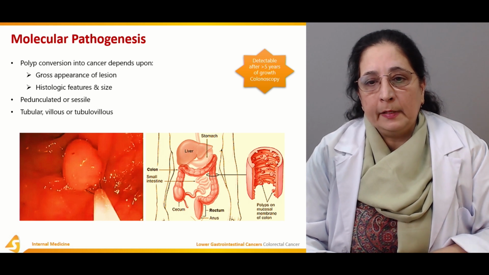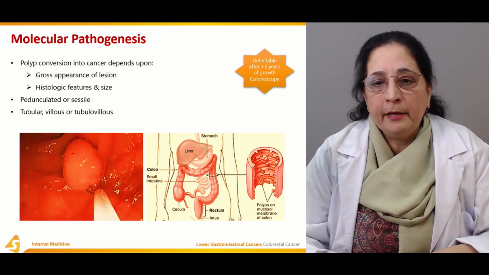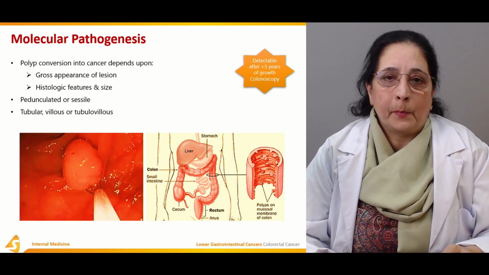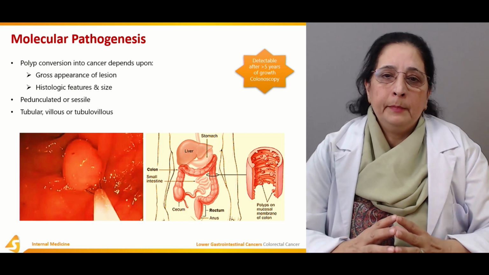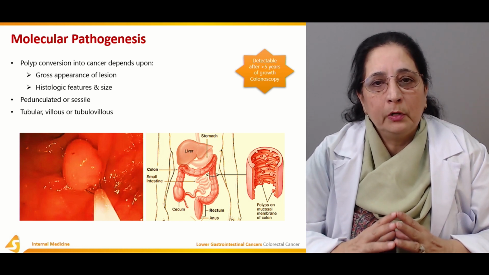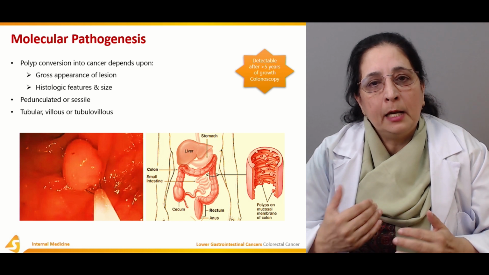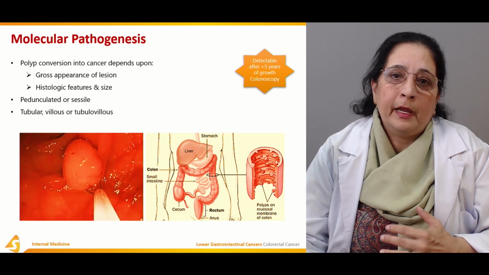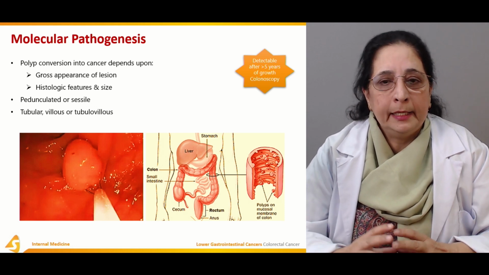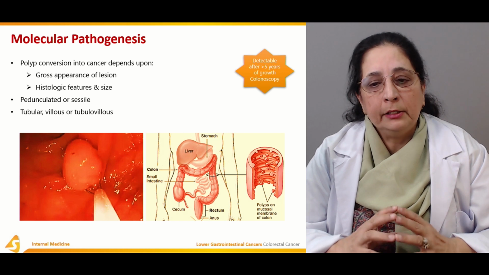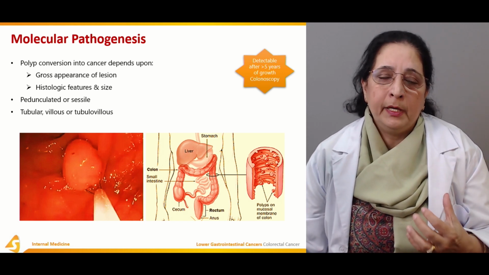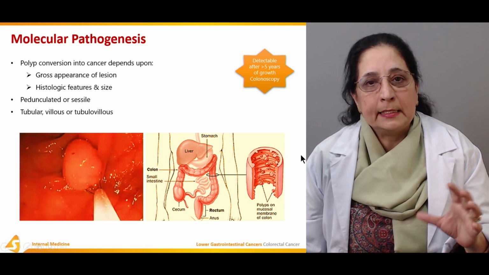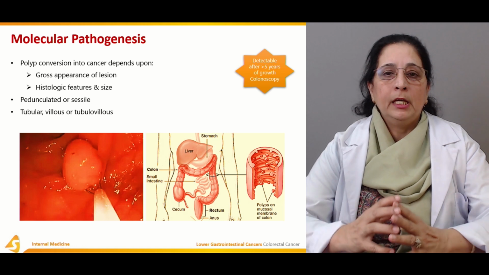Polyps are detectable after more than 5 years of growth, usually by colonoscopy. Examination of the colon by colonoscopy helps us find these polyps, and usually after more than 5 years of growth they are detected. The method of detection is colonoscopy, when you examine the colon with the scope directly and visualize the inside of the colon.